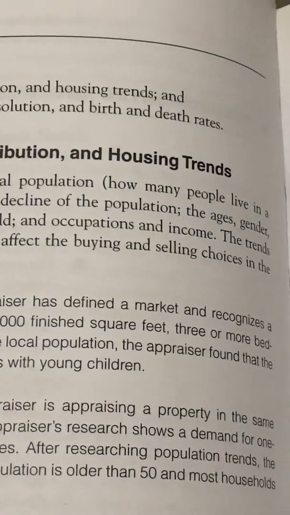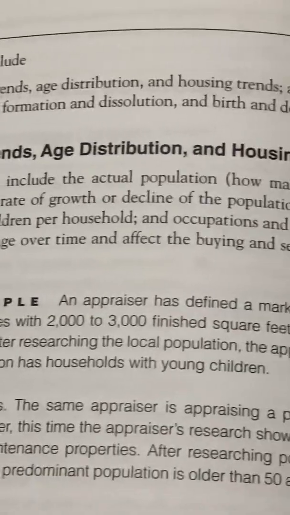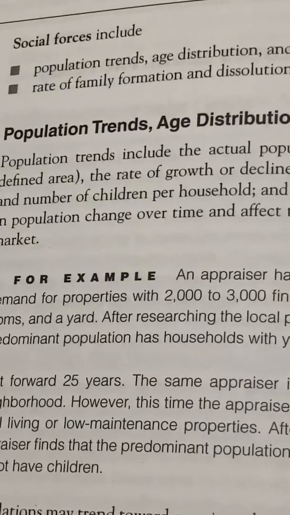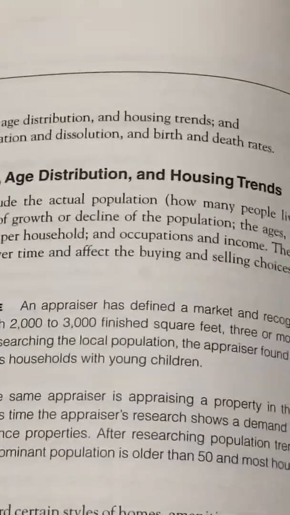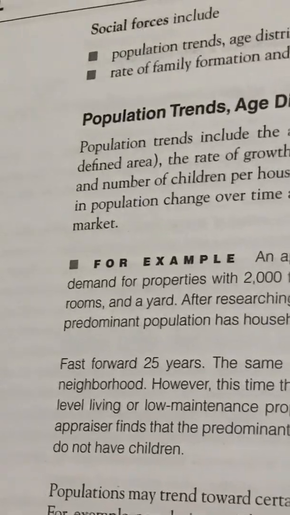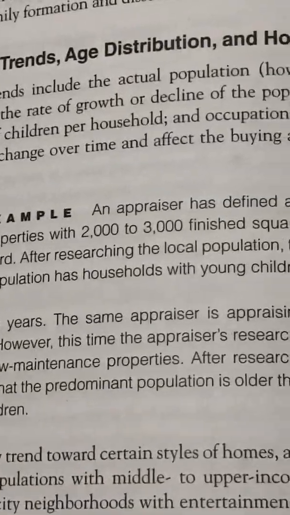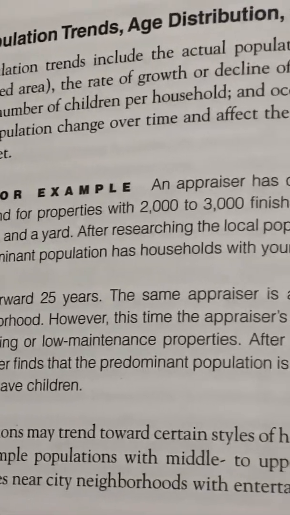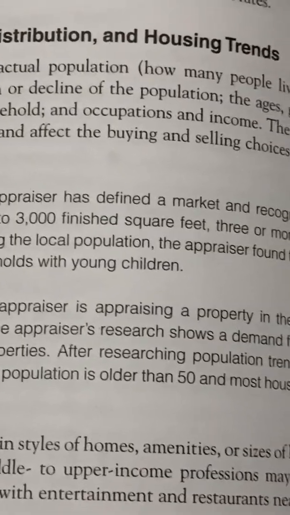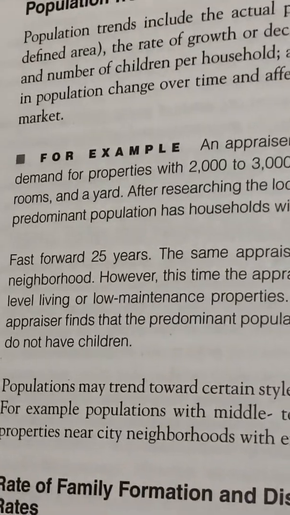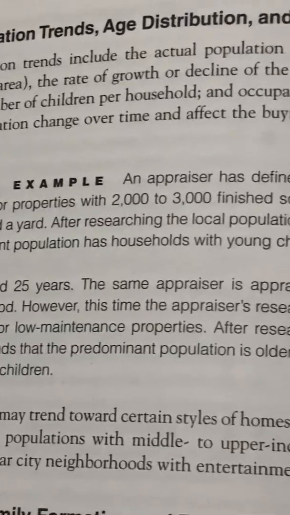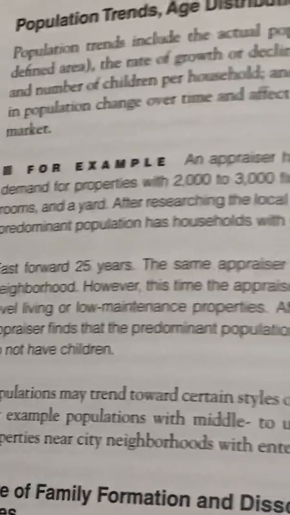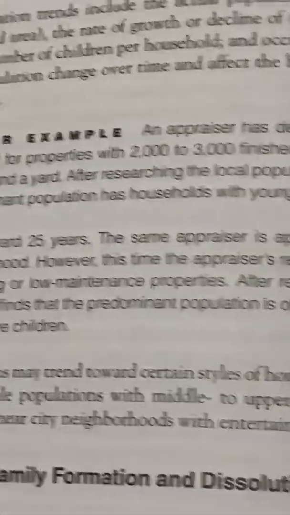The ages, gender, and number of children per household, and occupations and income. The trends in population change over time and affect the buying and selling choices in the market. For example, an appraiser has defined a market and recognizes a demand for properties with 2,000 to 3,000 finished square feet, 3 or more bedrooms, and a yard.